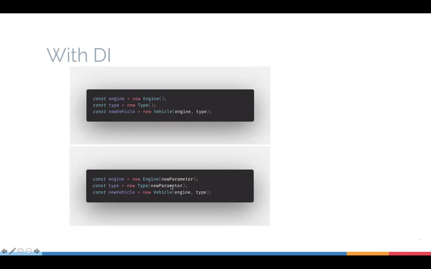And then it's easier for us to write the unit test as well, because we can mock our data to use the old engine or the new engine, or with the truck, or with the plane type.